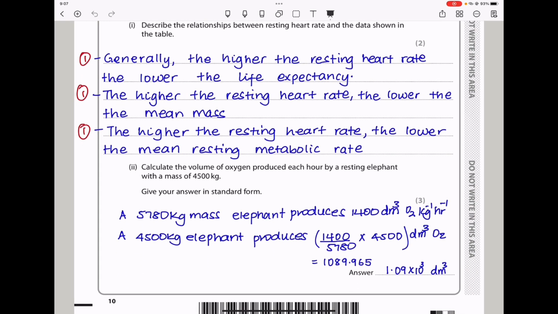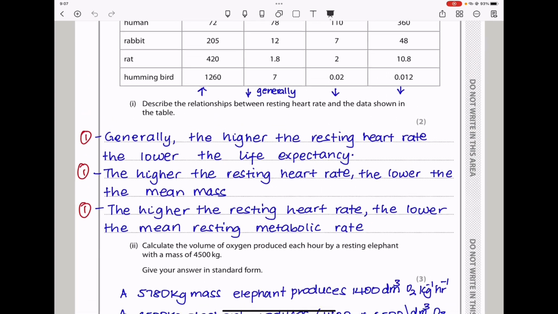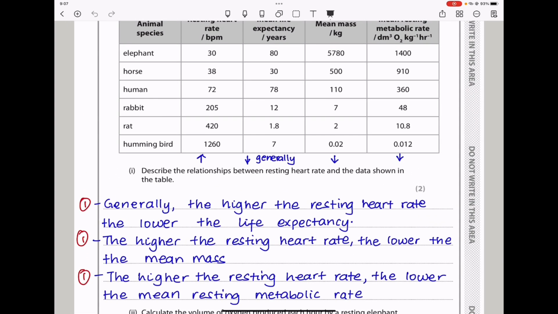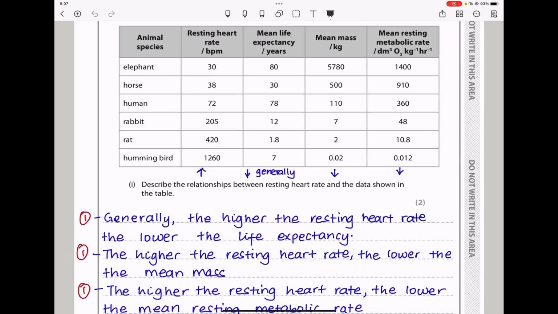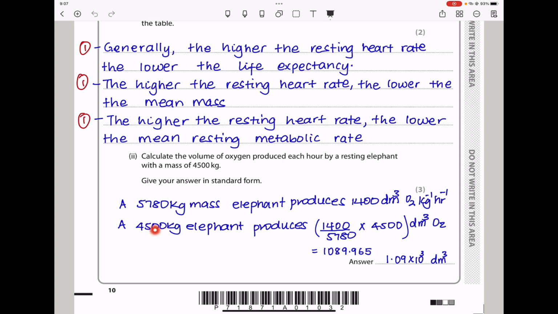And down here they say, calculate the volume of oxygen produced each hour by a resting elephant with a mass of 4,500 kilograms and give your answer in standard form. So when we go to the elephant, we can see the mean mass is 5780. So I say the 5780 kilogram mass elephant produces 1,400 decimeters cubed of oxygen. So it means a 4500 kilogram elephant produces that divided by that times that. We're using proportions, or you'd say specific ratios.